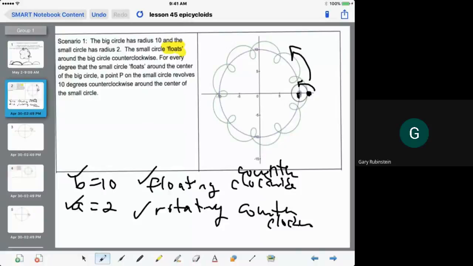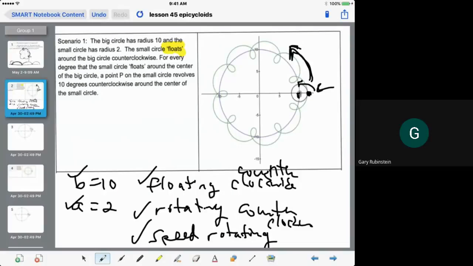But you could have any of the four combinations. You could have the circle floating counterclockwise while the circle itself rotates clockwise, or any of the four combinations. But there's a fifth thing I need. I need to know the speed, not the speed that it's going around the circle, but the speed that it's rotating. Well, it's how fast is it rotating in relation to how fast it's revolving. We need all five of those things.